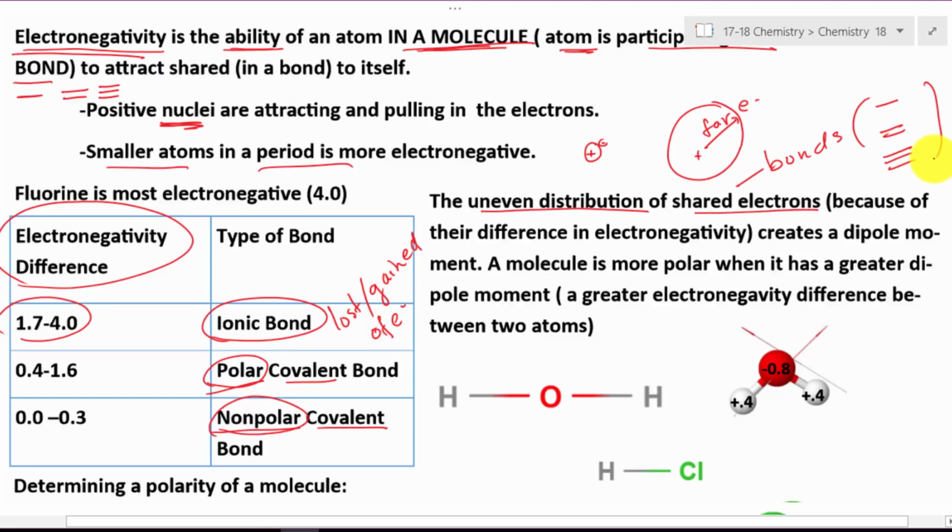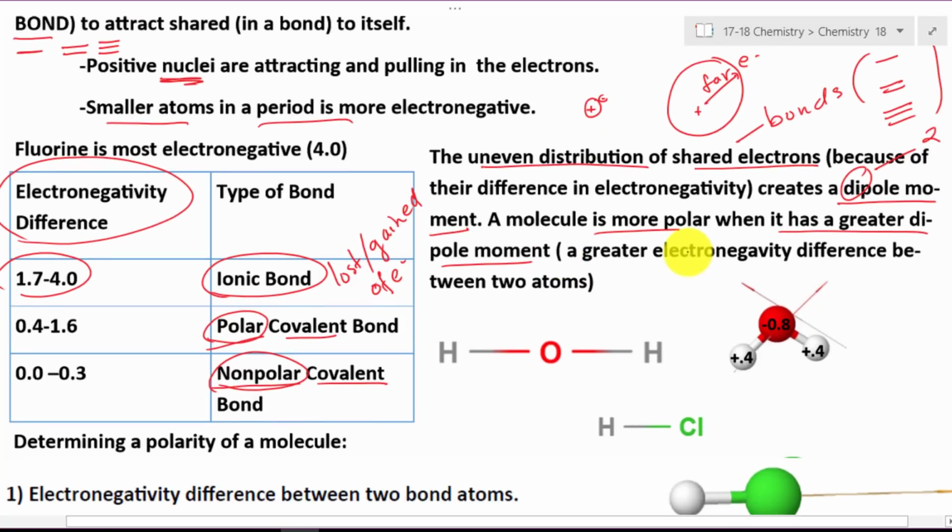That difference in ability creates a dipole moment. Think of the prefix di. What is di? That is equal to 2. So basically it has two poles: one is positive and the other is negative. We're going to talk about that later. So remember, the prefix di means 2, two ends. And a molecule is more polar when it has a greater dipole moment. The greater the difference between those two ends, the greater the polarity of the molecule.